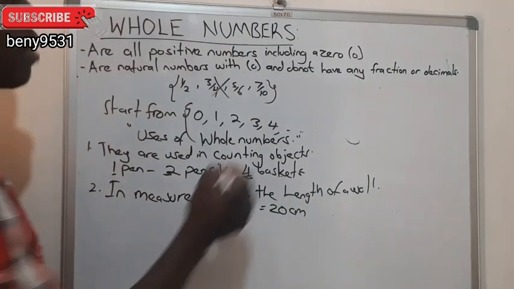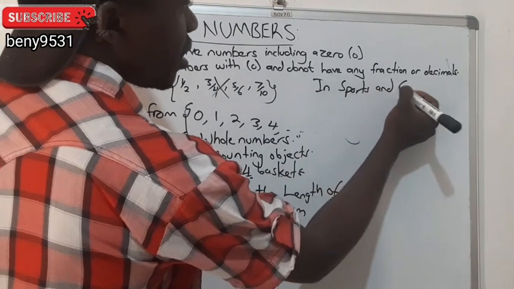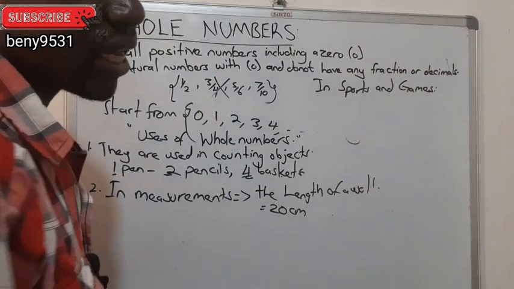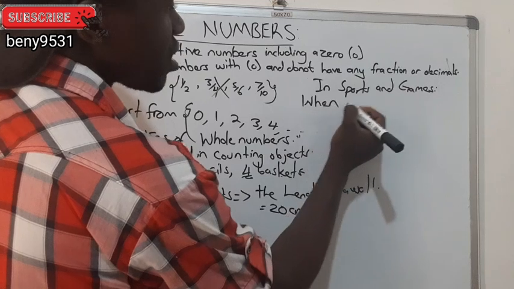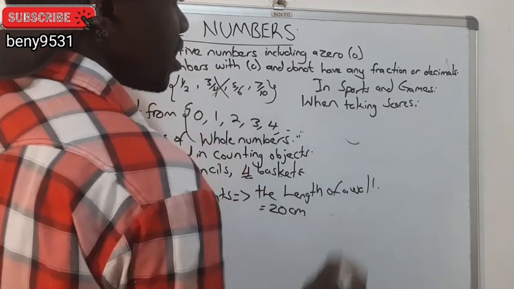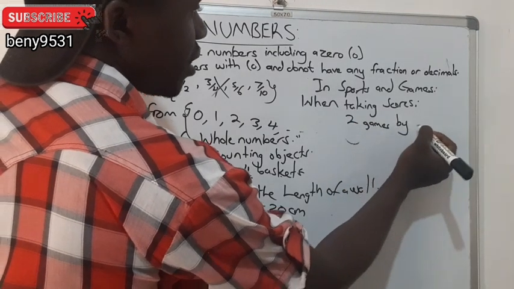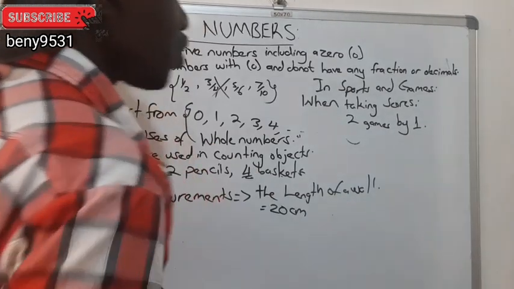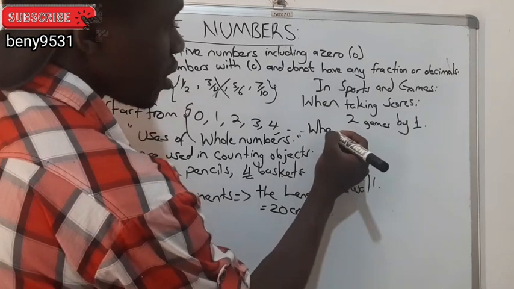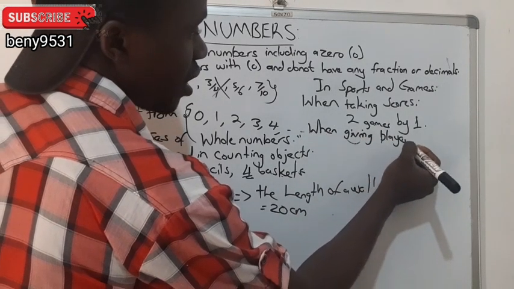We also use these whole numbers in sports and games. For example, when taking scores, for example, we won 2 games by 1. So they are used in sports and games when taking scores. They are also used when giving player numbers.